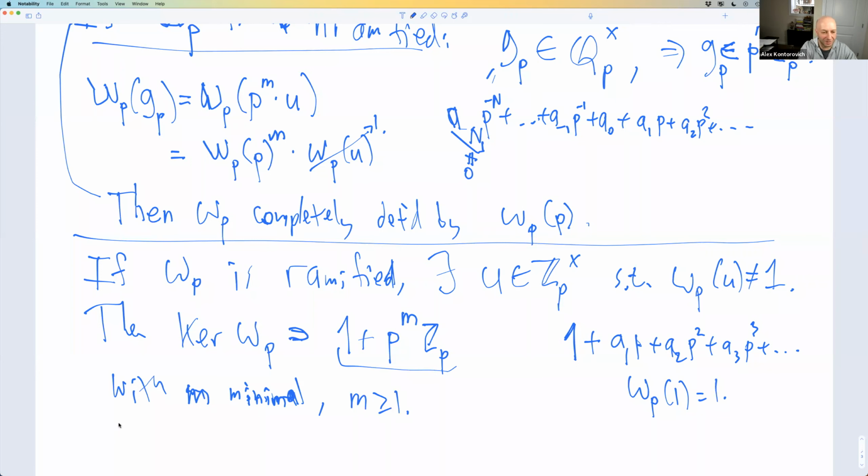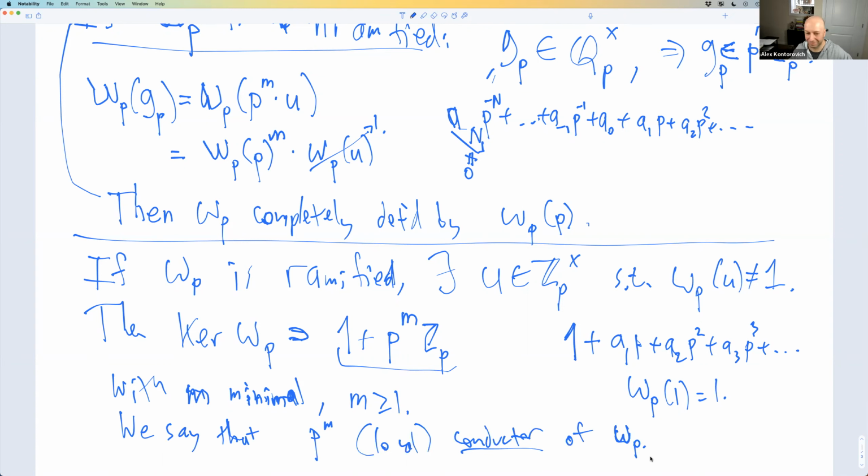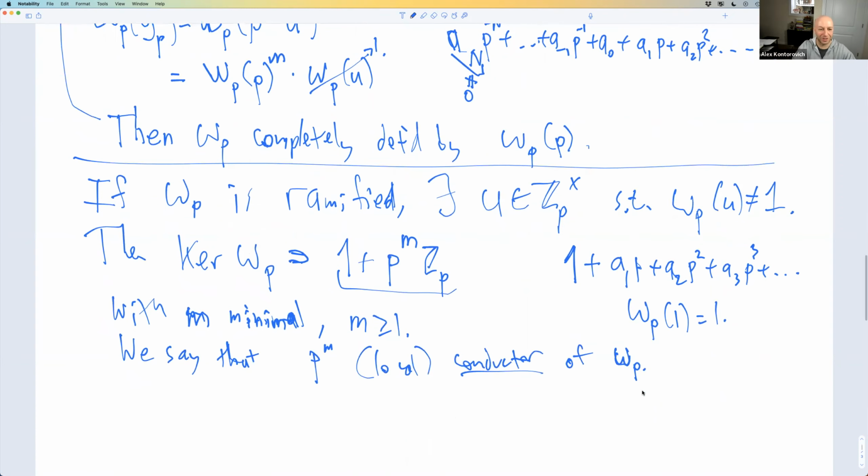And we say that P to the M is the local conductor of omega P. Okay, maybe I should call it the character with M minimal, so we'll call that M sub P. Character mod P to the M.